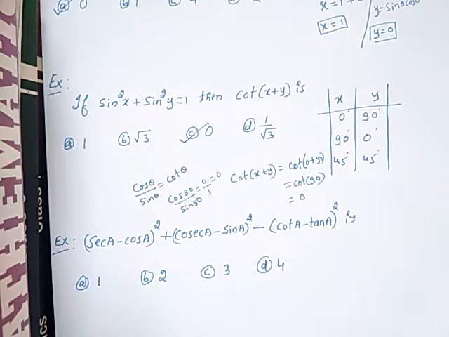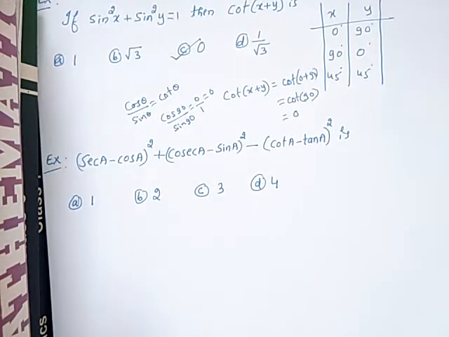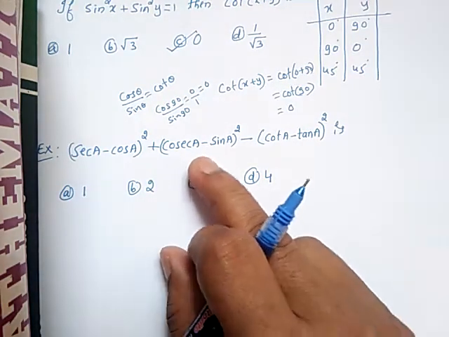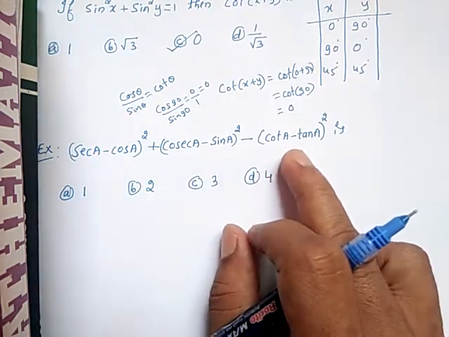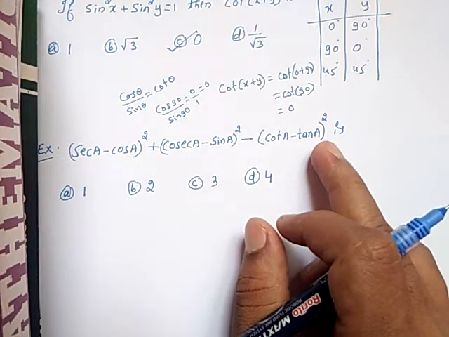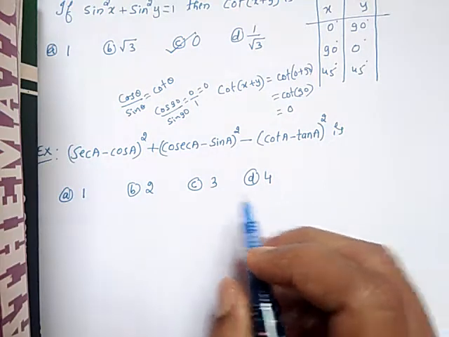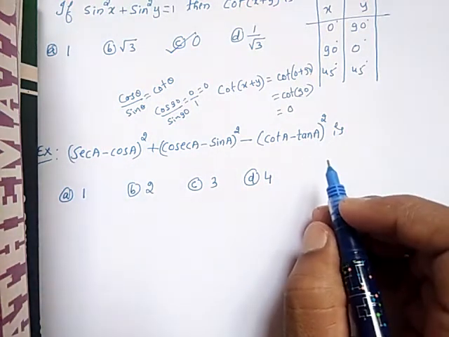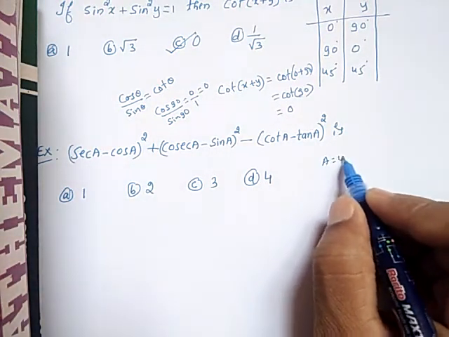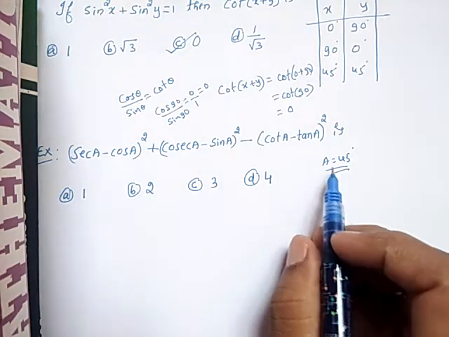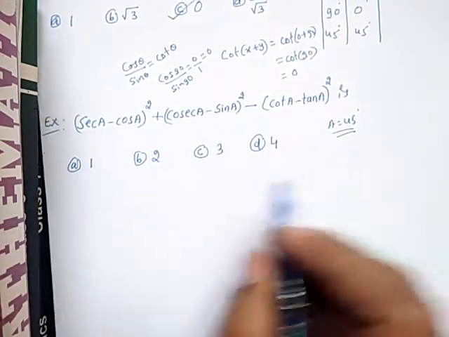Okay, so now one more last example we will come to. (sec a minus cos a) whole square plus (cosec a minus sin a) whole square minus (cot a minus tan a) whole square, what is the answer you have to tell. Now you can consider any a value. For a simple thing I will take a is 45 degrees. You can take any degree also, you will get the answer. So now if you substitute a is equal to 45, what happens here?